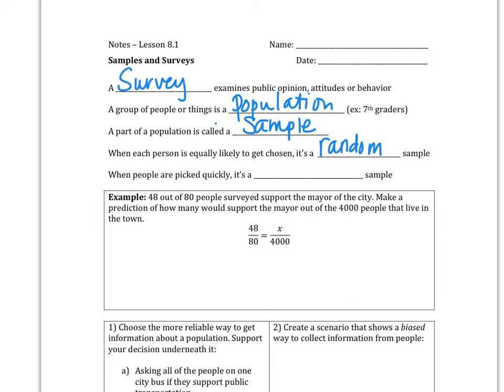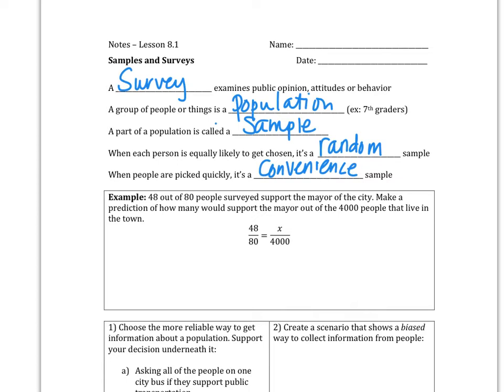When people are picked quickly, it's a convenience sample. That would be in the seventh grade class if I said, the 5 people closest to my desk, we're going to ask a question, or we're going to sample. So then the sample became just the people that were close to my desk because that was the easiest thing to do. That would be a convenience sample.